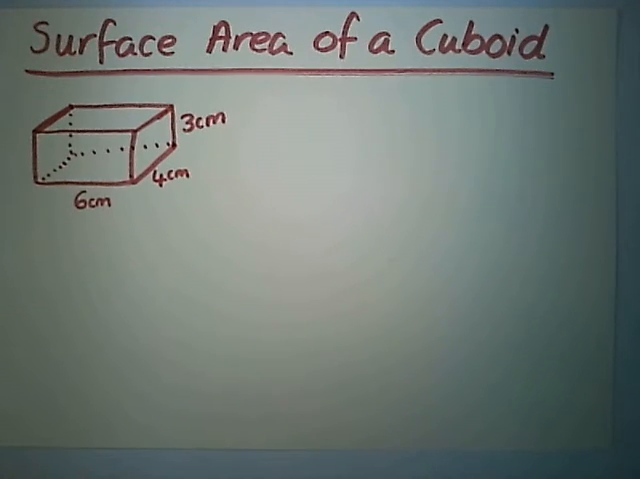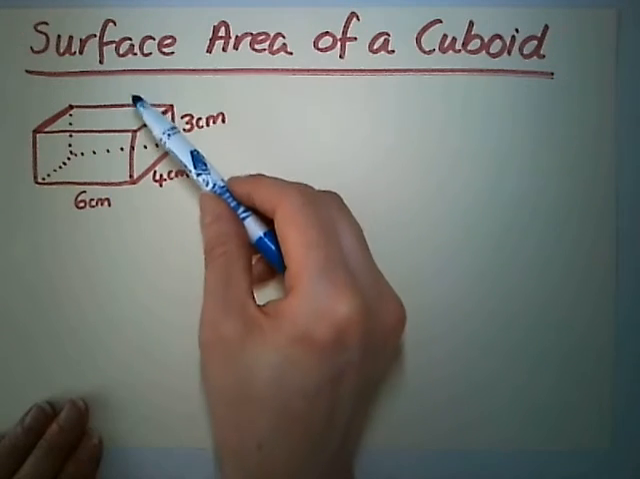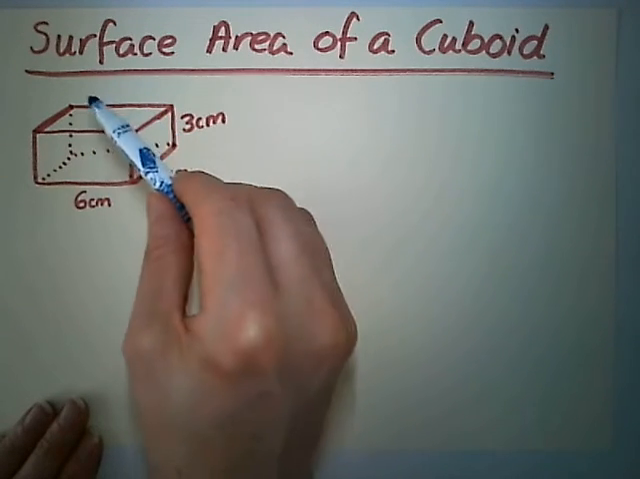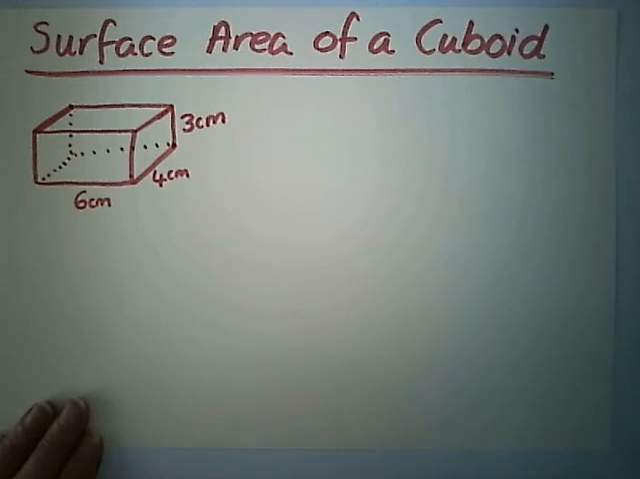So surface area means the area of each face added together. So we need to find the area of 6 faces. But what I want you to notice is that they will all have one other pair that's the same as them. So the front face will be the same as the back face. The top will be the same as the bottom, and the left hand side will be the same as the right hand side. So you only need to do 3 pieces of maths to find the area, and then we will add the other 3 faces onto that.